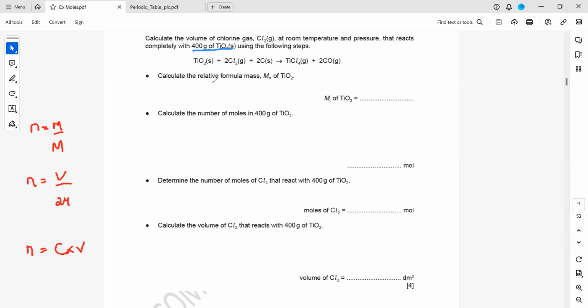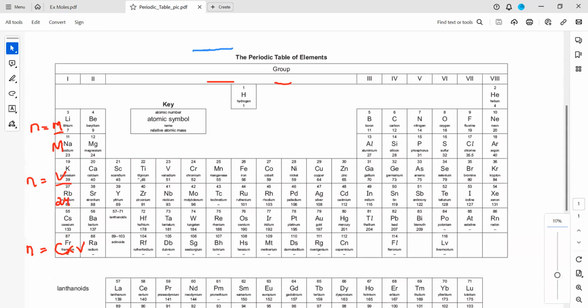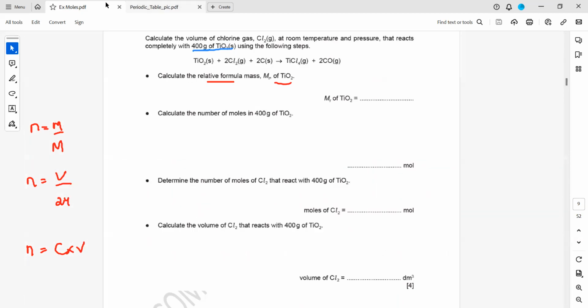In the first part, they're asking for the relative molecular mass of titanium oxide. For this, you have to use a periodic table. When you check, titanium here is 48 and oxygen is 16. So the relative molecular mass of titanium oxide is titanium 48 plus oxygen 16 multiplied by 2, because 2 oxygens, each is 16, so that will be 32. 32 plus 48, so the total sum will be equal to 80. So we'll have the molar mass of titanium oxide as 80.